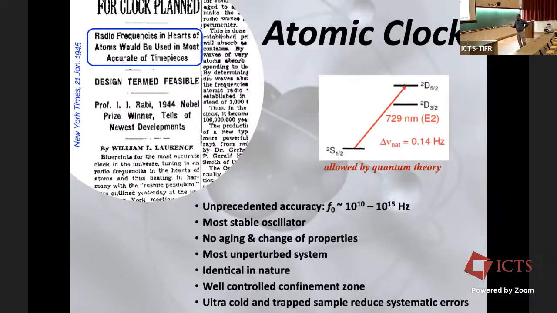Now, with the advancement of laser cooling, trapping, and ion trapping techniques, which you have just learned in the previous lecture, we can really trap atoms and ions, cool them to microkelvin temperatures, and keep them in a very, very small volume. And that volume is in a very well controlled environment.